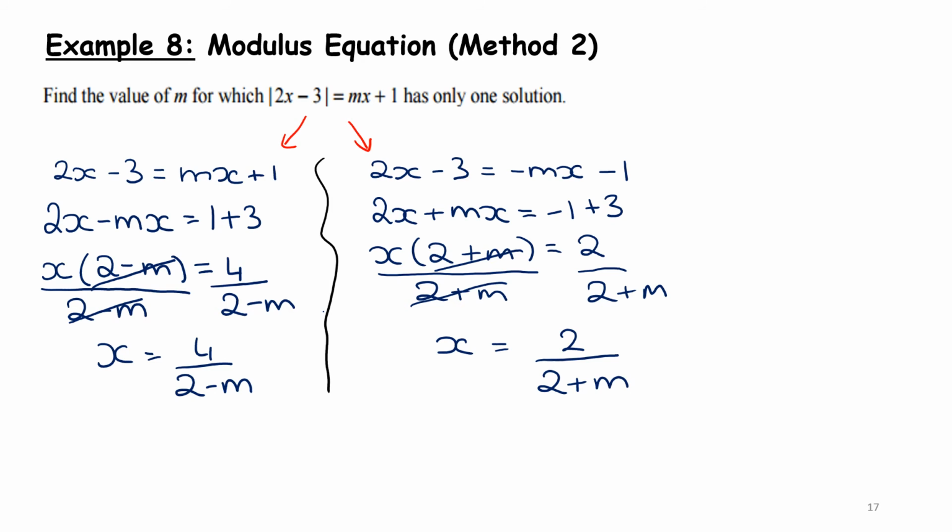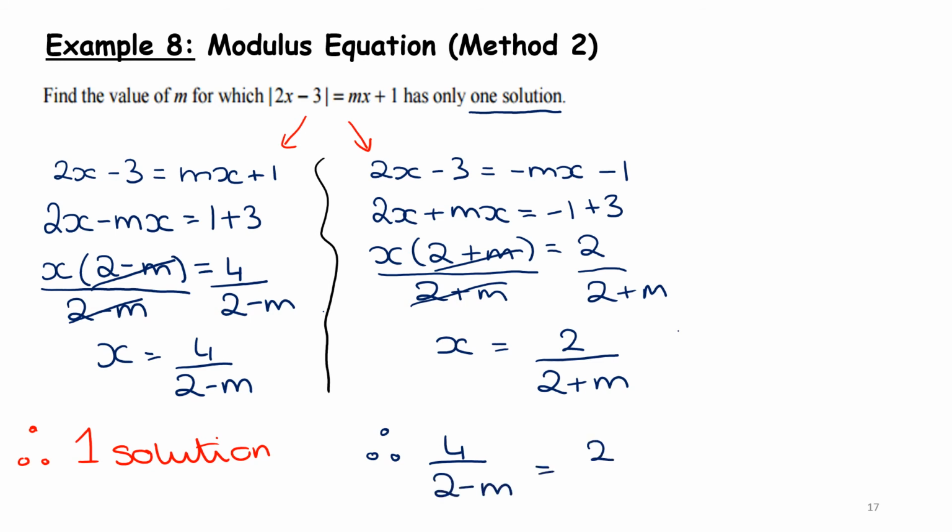Now, we know that this equation only has one solution, but we have got two solutions. So therefore, if there's only one solution, both of our solutions must give the same answer. So this means, therefore, 4 over 2 minus m must be the same as 2 over 2 plus m. So we need to solve this equation for m.